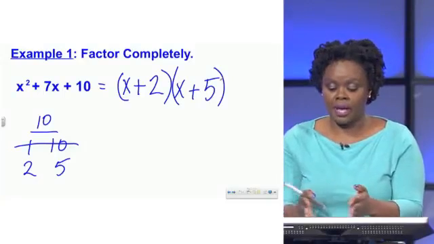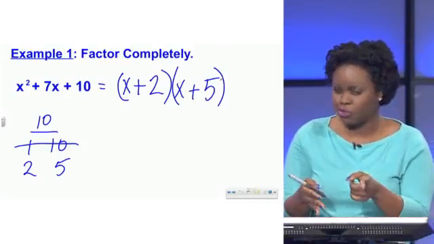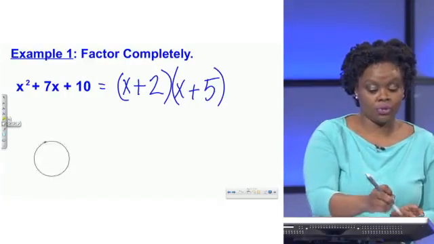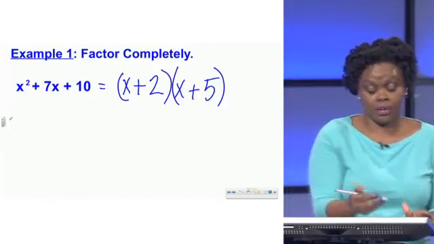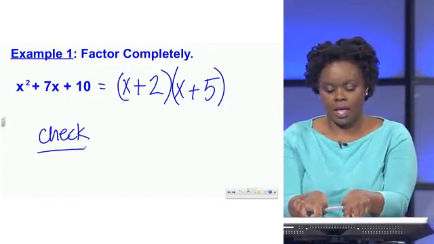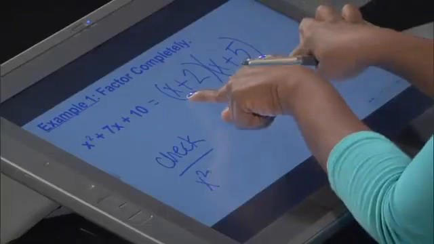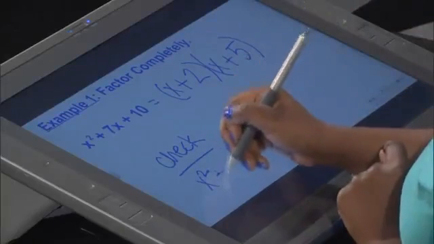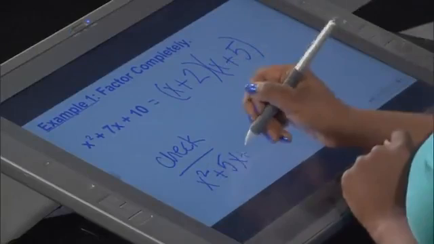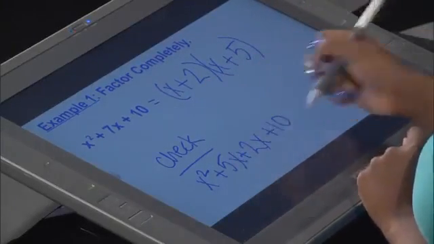If I were to multiply this back out, I would get this as my answer. Okay? I'll show you to prove my point. Okay? So those are the factors of that trinomial. So to check your answer, you could multiply that out. So FOIL, x times x, that's x squared. X times 5, that's 5x. 2 times x, that's 2x. 2 times 5, that's 10.